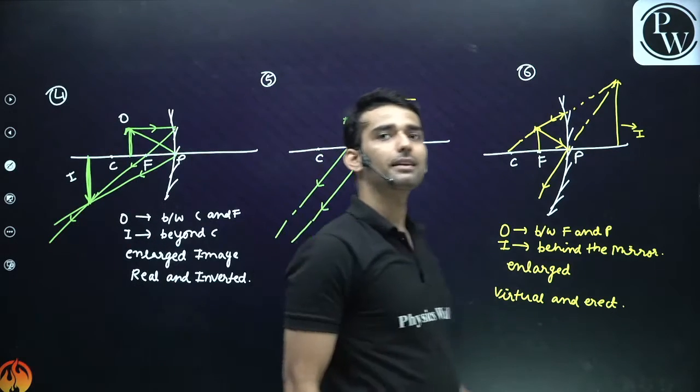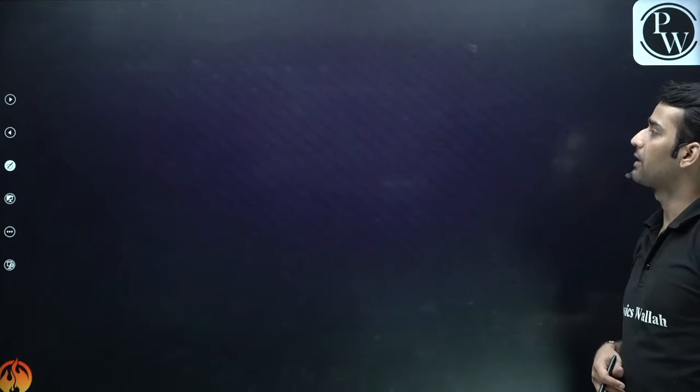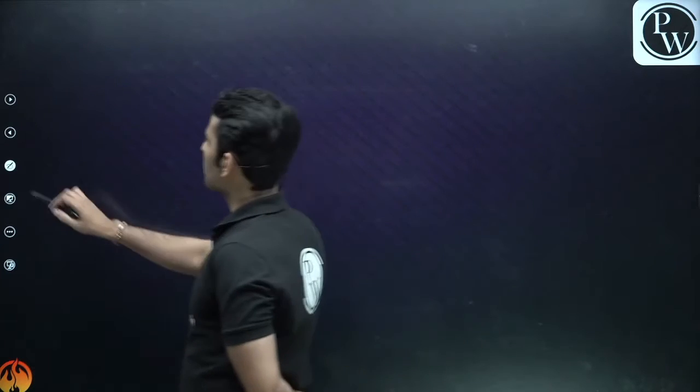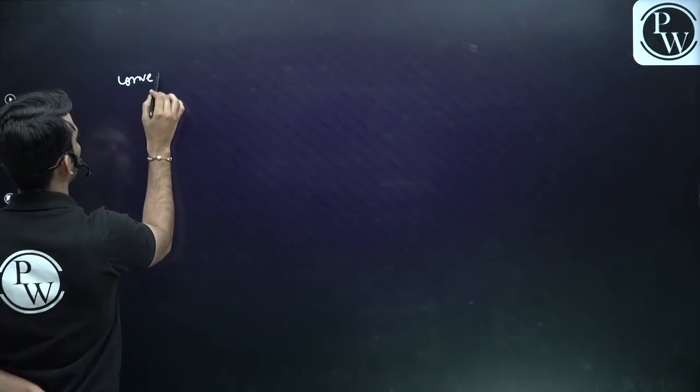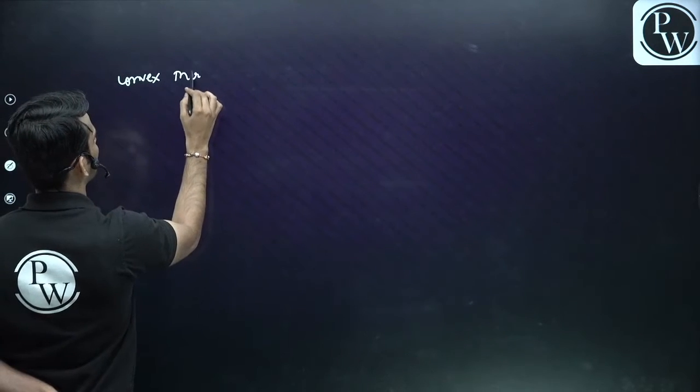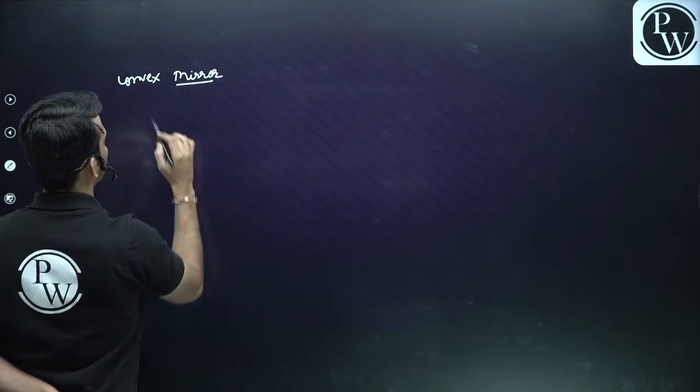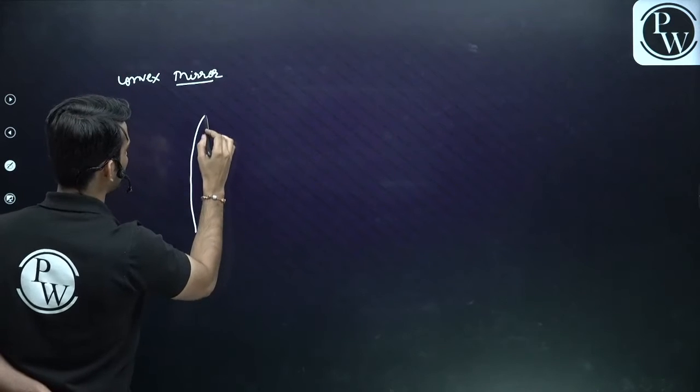So guys, these were the cases formed by the concave mirror. Now what about the convex mirror guys? Convex mirror has only two cases. If I talk about the convex mirror guys, basically the convex mirror has only two cases.